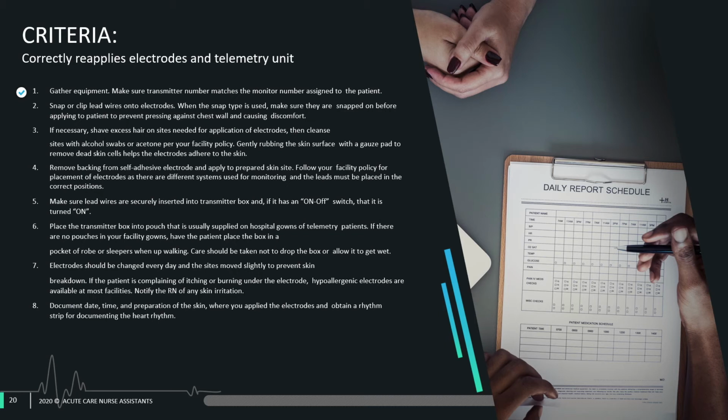Electrodes should be changed every day and the sites moved slightly to prevent skin breakdown. If the patient is complaining of itching or burning under the electrode, hypoallergenic electrodes are available at most facilities. Notify the RN of any skin irritation. Document date, time, and preparation of the skin, where you applied the electrodes, and obtain a rhythm strip for documenting the heart rhythm.